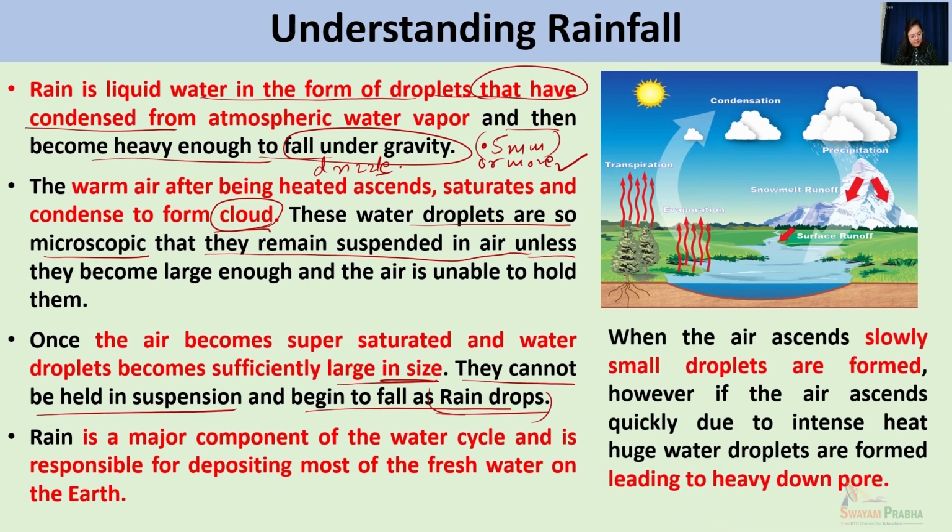Rain is a major component of the water cycle, as it is responsible for depositing most of the fresh water on earth, redistributing the water and the moisture content on earth. So when the moist air ascends slowly, small droplets are formed. However, if the air ascends quickly due to intense heat, bigger droplets are formed, which leads to heavy downpour.